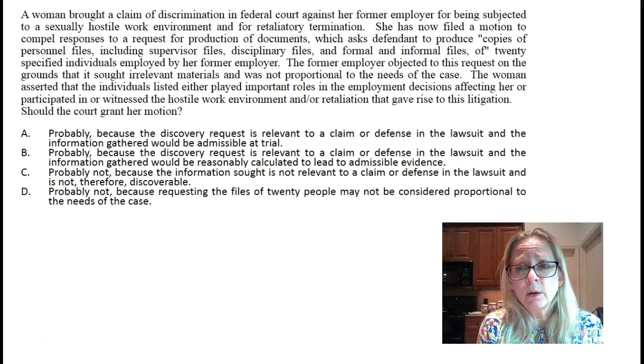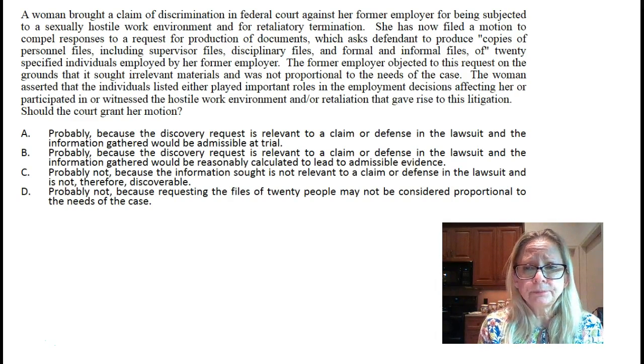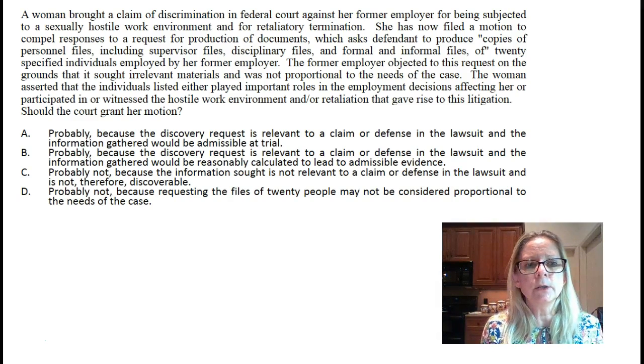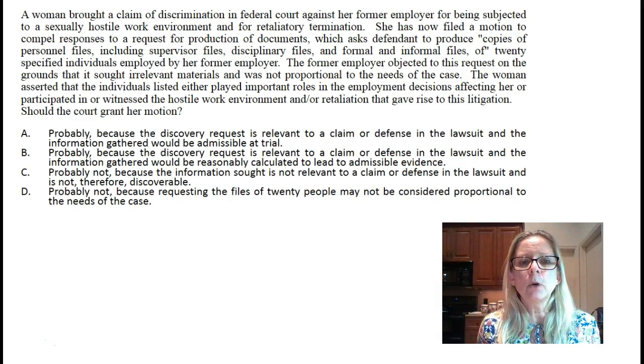Should the court grant her motion to compel? A, probably because the discovery request is relevant to a claim or defense in the lawsuit and the information gathered would be admissible at trial. B, probably because the discovery request is relevant to a claim or defense in the lawsuit and the information gathered would be reasonably calculated to lead to admissible evidence.